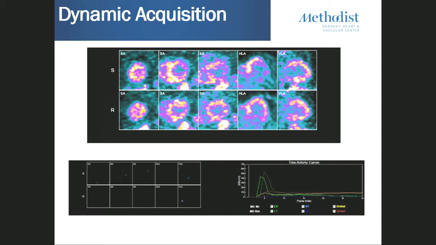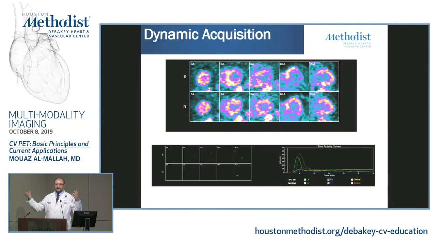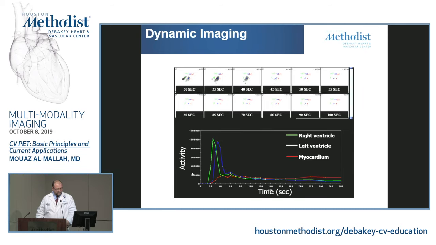So technically, this is how we summarize. You have primarily the gated and the dynamic data. The dynamic data is based on time. The gated data is more based on EKG. All right? And now you can potentially draw these curves.